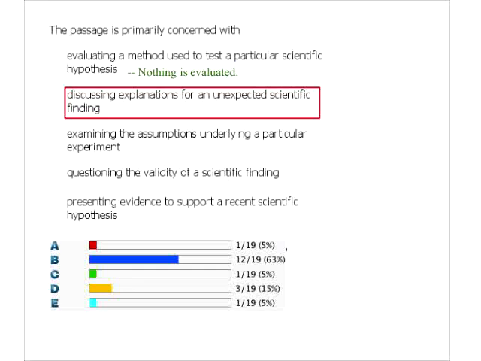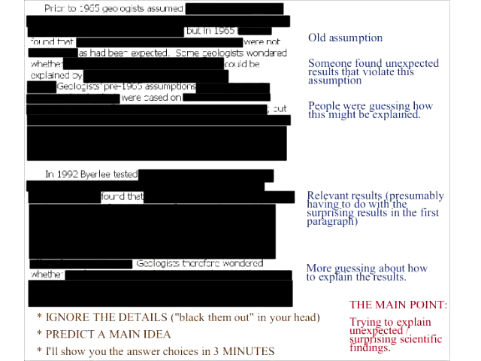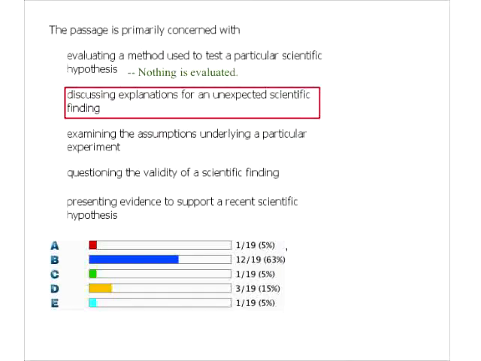Examining the assumptions underlying a particular experiment. Well, okay, that might be why Byerly did this experiment, but it's not the main point. Like, the main point is this, but this, then this. They spend the majority of the passage talking about possible explanations of this result. They don't actually spell out the assumptions at all behind the experiment.